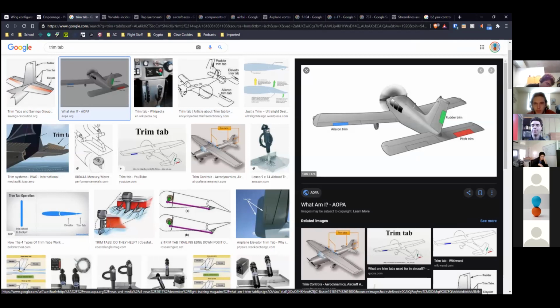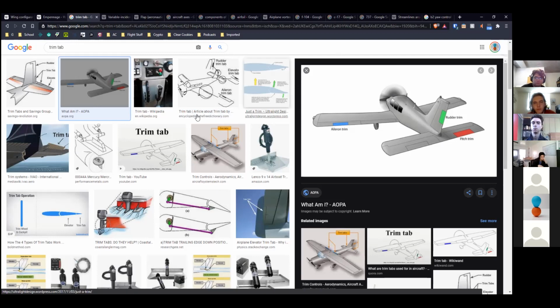So let's say if I deflect the pitch trim tab down, then that's going to push the whole elevator up, which is going to push my nose up like that. Because if the elevator goes up, the airflow pushes it down, so the tail goes down, so the nose goes up. So if I am pitching down continuously, then I want the pitch trim tab to go down.